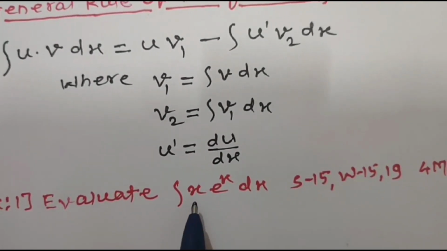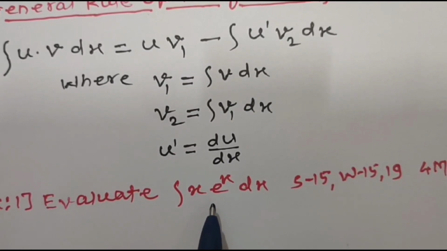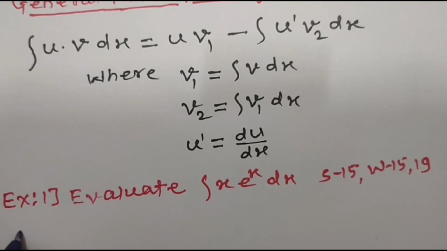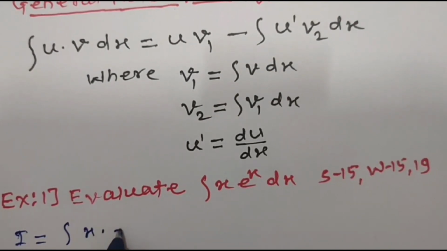Here the first function x is an algebraic function and e to the power x is an exponential function. We can apply the special formula because one of the functions is an algebraic function. Hence we can write this as I is equal to the integral of x into e to the power x with respect to x, where x is an algebraic function and e to the power x is an exponential function.